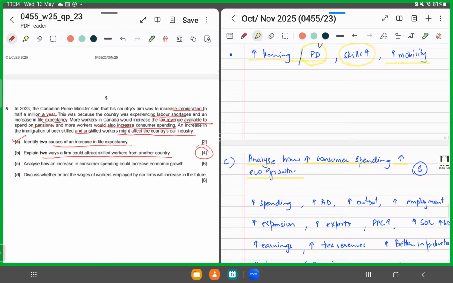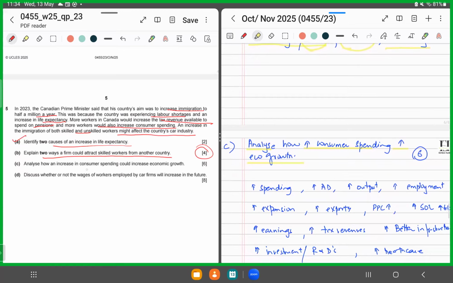Moving forward, part C. Part C is an analyze question. How could an increase in consumer spending increase economic growth? It's an easy question. It's a 6 mark question.